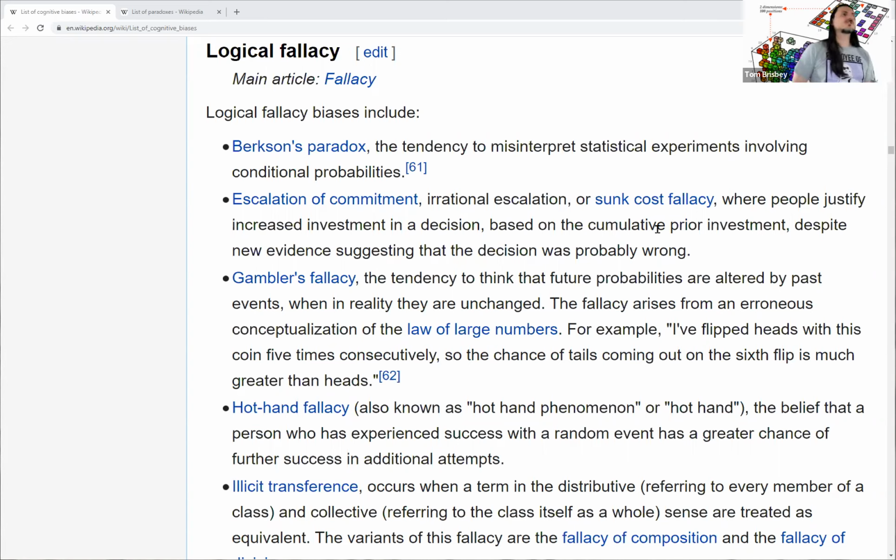The escalation of commitment, irrational escalation, sunk cost fallacy. People justify increased investment in the decision based on cumulative prior investment. Yeah, it's like I'm in too deep. I've already spent this much money on it. I can't walk away from this because.